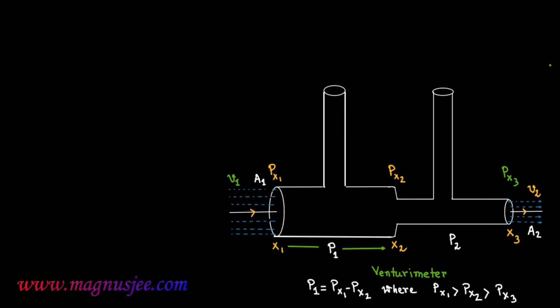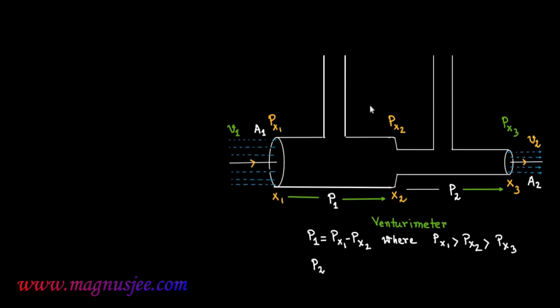Similarly, we can denote the pressure difference acting across the second horizontal pipe X2X3. P2 is the pressure difference which acts towards right across the second horizontal pipe X2X3, where P2 is equal to Px2 minus Px3. We can denote the liquid flow through the two pipes. Liquid is flowing through the first horizontal pipe X1X2, and also through the second horizontal or narrow pipe X2X3.